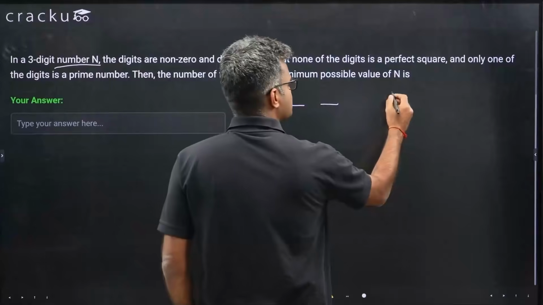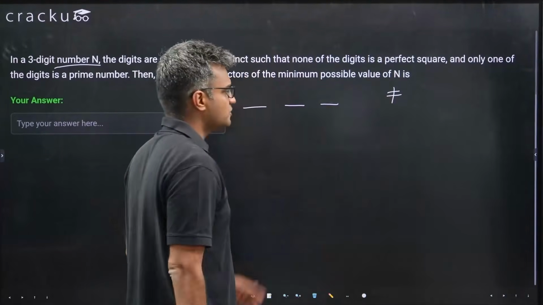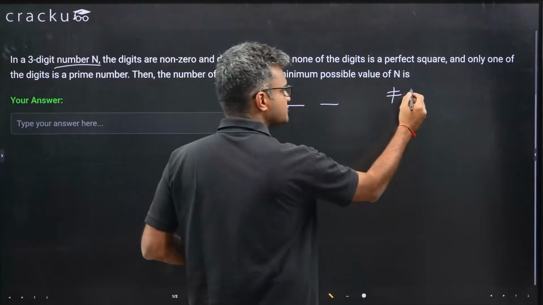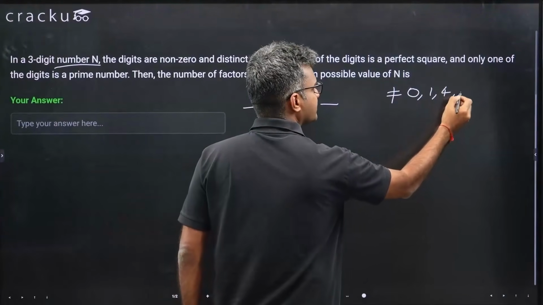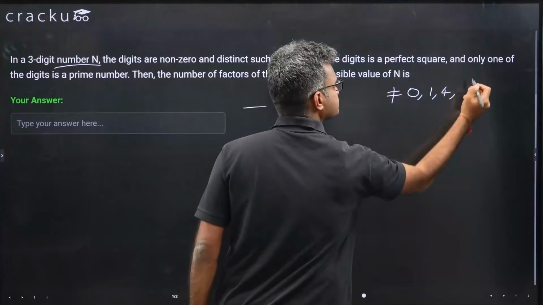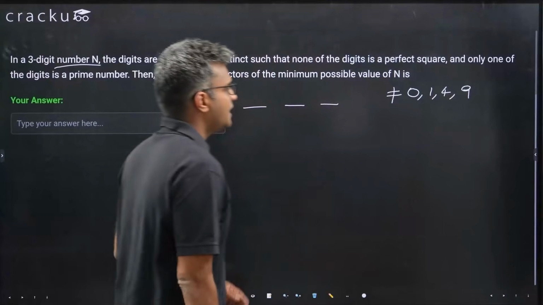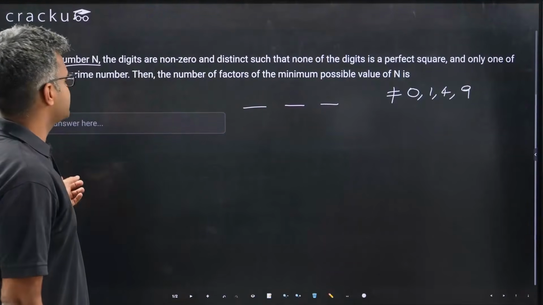So each of the digits, which values can it not be equal to? It cannot be equal to 0. They cannot be equal to 1 or 4 or 9. And only one of the digits is a prime number.